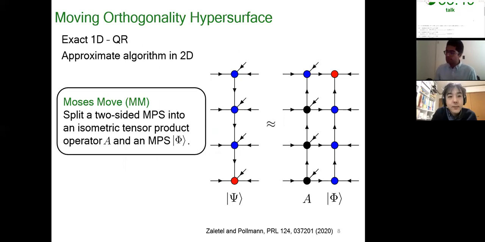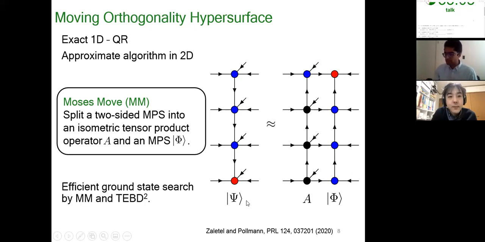So instead, an algorithm was proposed by Mike Zaletel and Frank Pollmann called the Moses move, which has the purpose of taking a 2-sided MPS and splitting it into the pair of an isometric tensor product operator A and a new MPS phi. This can be seen in the diagram on the right, where we take an initial 2-sided MPS psi, where we have the incoming physical leg, but we can also treat these horizontal legs, which are incoming, as physical legs. And we split that into the product of an isometric operator A and a new MPS phi. By this, we'll be able to move the orthogonality hypersurface one column to the right.